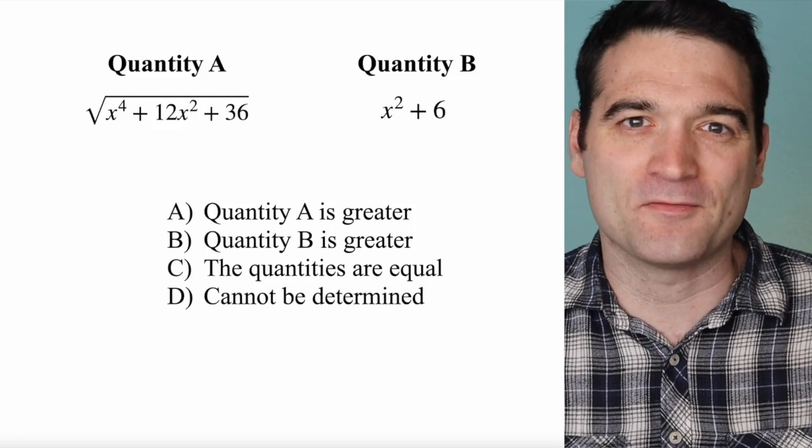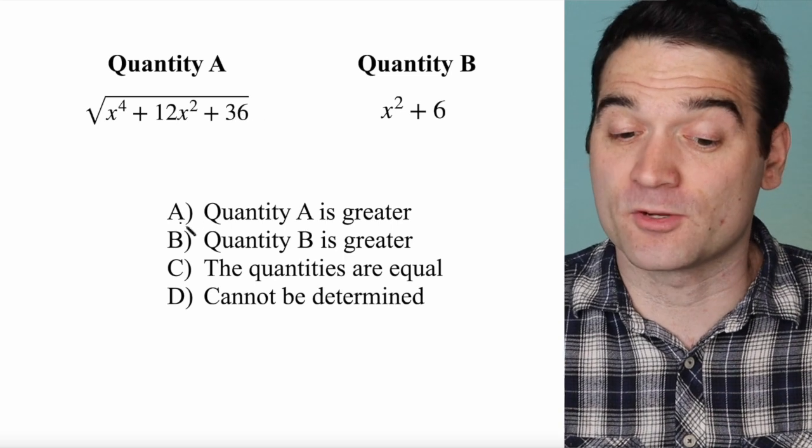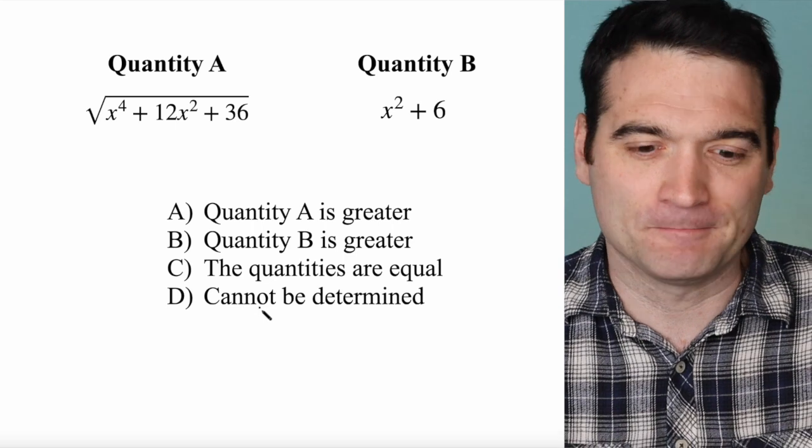Here's a GRE quantitative comparison question. Let's take a look. We're given these two quantities and we need to decide what's greater. Quantity A, quantity B, are they equal, or can it not be determined?